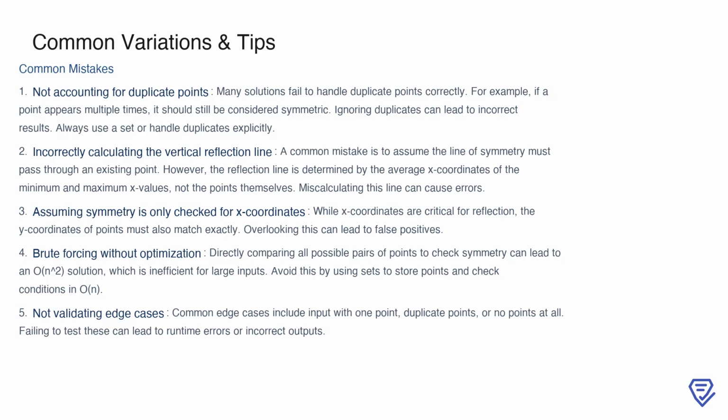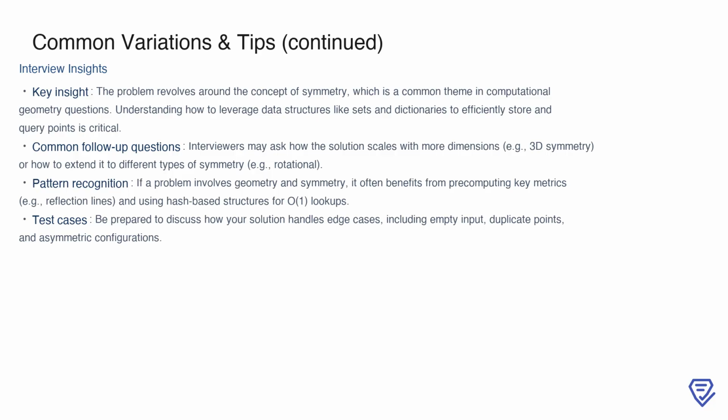Another mistake is assuming symmetry only involves x-coordinates. While x-coordinates are crucial, the y-coordinates of reflected points must match exactly as well. Additionally, brute-forcing symmetry checks by comparing all pairs of points can lead to inefficient O(n²) solutions, especially for large datasets. Instead, you can use sets to optimize this to O(n). Finally, edge cases like single points, duplicate points, or no points at all must be validated to avoid runtime errors or incorrect results.